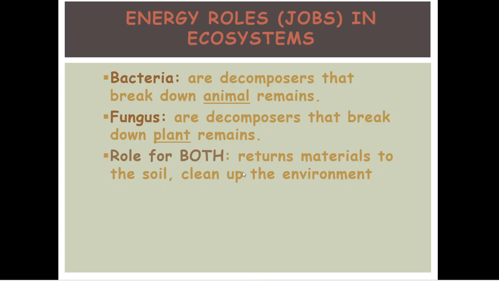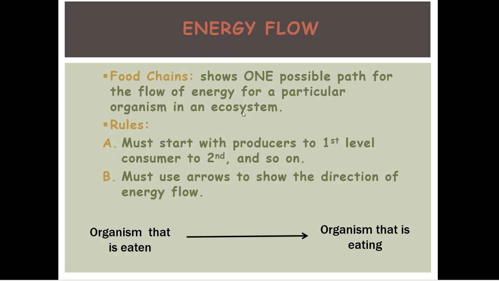So remember, everything comes around and everything dies, and it feeds the decomposers and the scavengers. And then the rest of it actually goes back down into the soil to bring it back up to the producers and start the whole cycle over again. So some things we're going to play with in the next week are food chains. A food chain shows one possible path for the flow of energy for a particular organism in an ecosystem, and we'll practice that. There are a couple rules for a food chain: you must start with producers, to first level consumers, to second, to third, and so on. And you must use arrows to show the direction of energy flow.